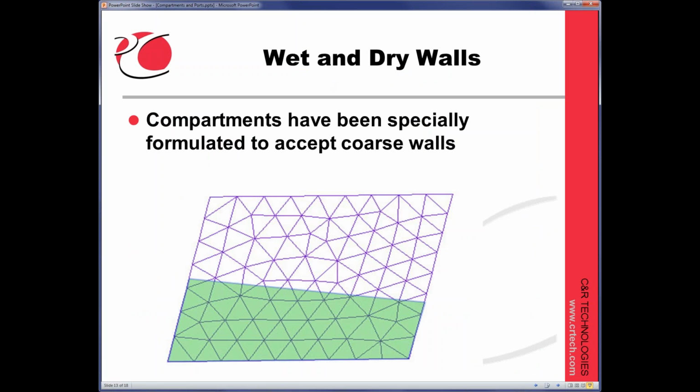Okay, back to compartments. I pointed out the very coarse resolution in that wall for the fuel tank. And that's because we've done an awful lot of work trying to make sure that you can have very coarse walls and get the right answers. We don't have to mesh the heck out of it. So in this example, this is the liquid vapor plane cutting across a finite element surface or structure.